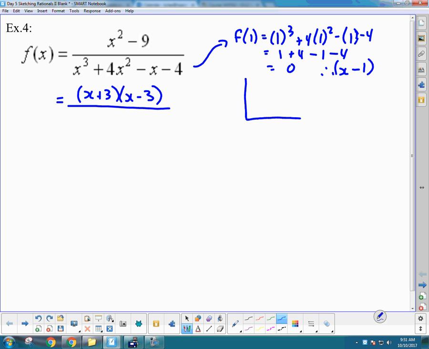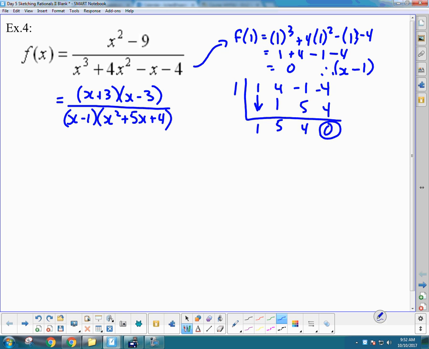And then I'm going to use synthetic division to divide it into this. So 1, 4, negative 1, negative 4, giving 1, 5, 4, 0. And the bottom then is going to factor into x minus 1 times x squared plus 5x plus 4. Luckily, that trinomial can be factored further, into x plus 4, x plus 1.